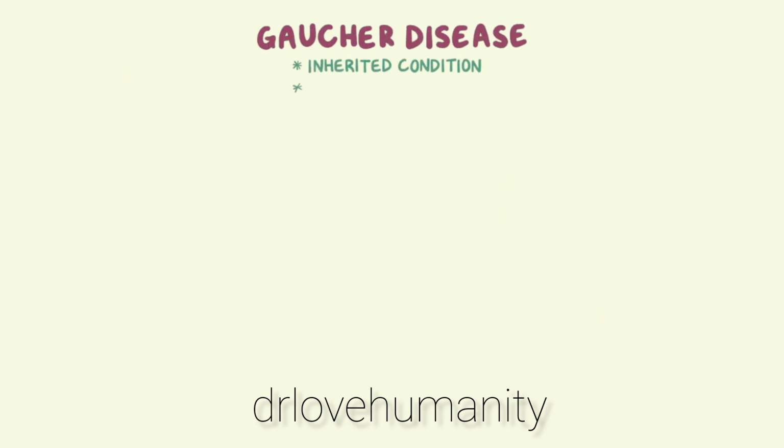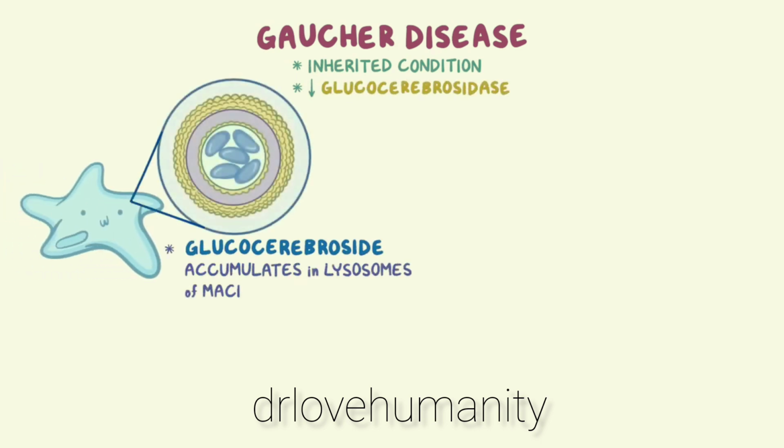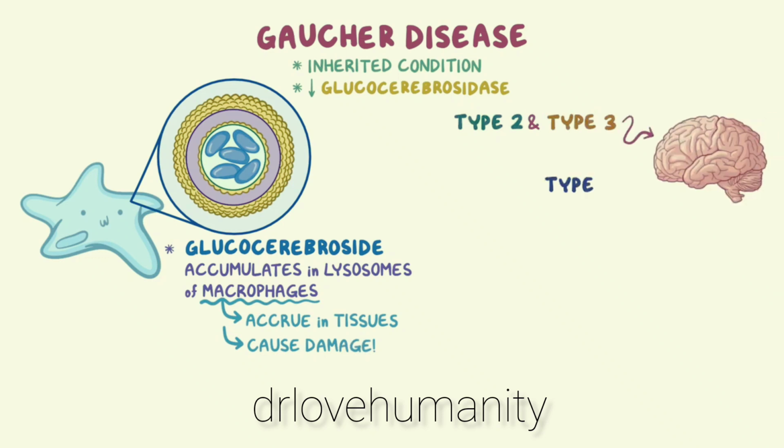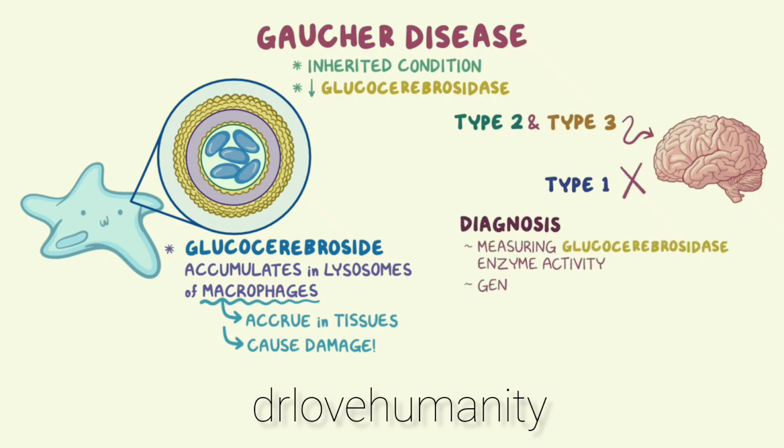Alright, as a quick recap, Gaucher disease is an inherited condition characterized by insufficient levels of glucocerebrosidase. Glucocerebroside accumulates in the lysosomes of macrophages that accrue in multiple tissues and cause damage. The types 2 and 3 forms of Gaucher disease involve the brain, while type 1 does not. Diagnosis includes measuring the glucocerebrosidase enzyme activity and genetic testing, and treatment includes a manufactured form of glucocerebrosidase.